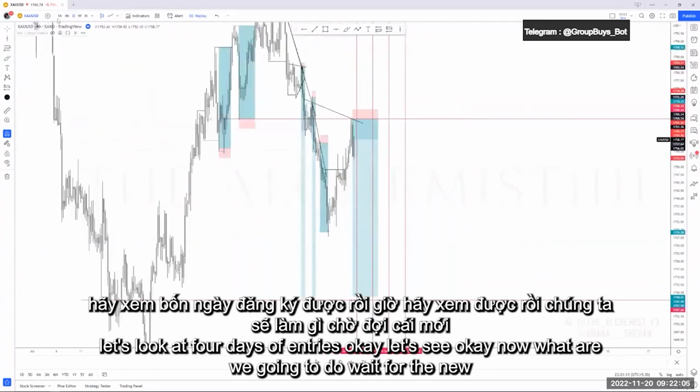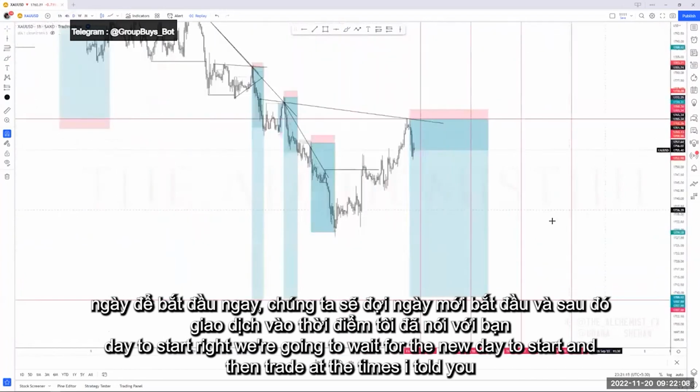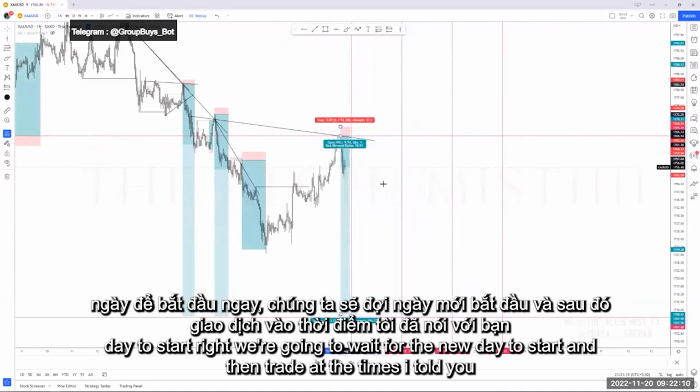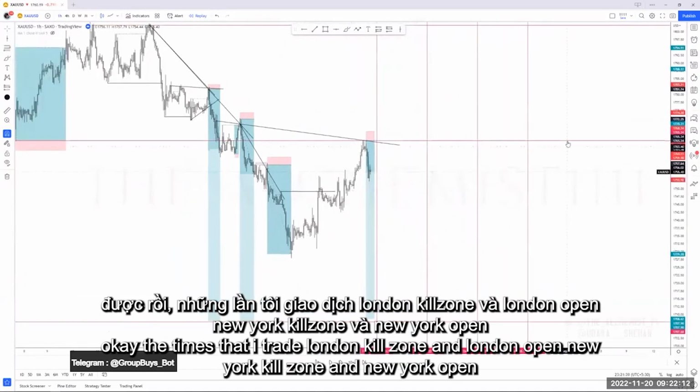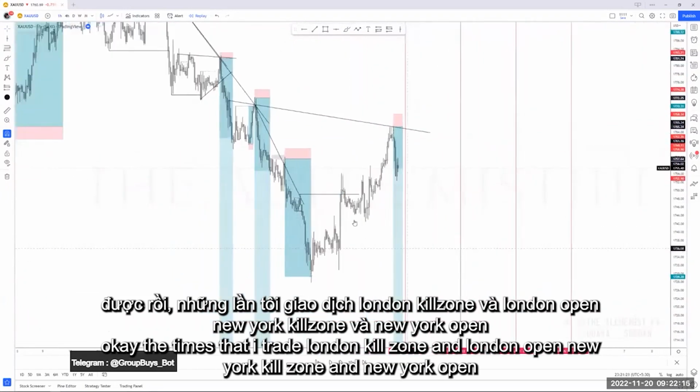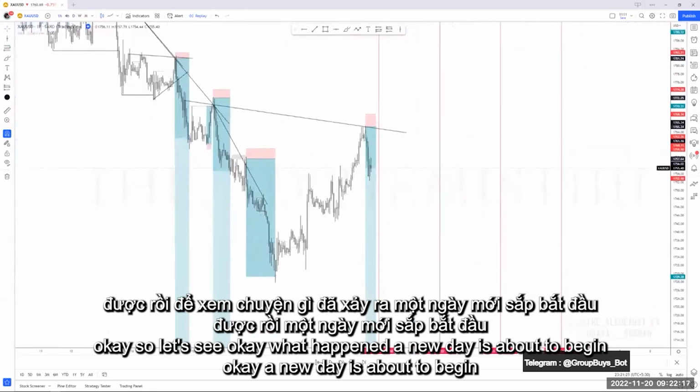Okay, now what are we going to do? Wait for the new day to start, right? We're going to wait for the new day to start and then trade at the times I told you. The times that I trade: London kill zone and London open, New York kill zone and New York open. Okay, so let's see.